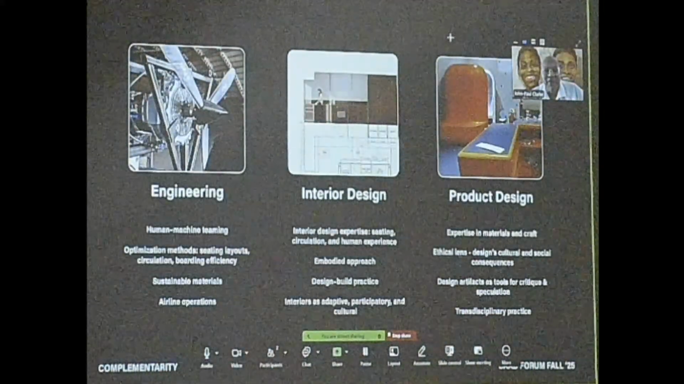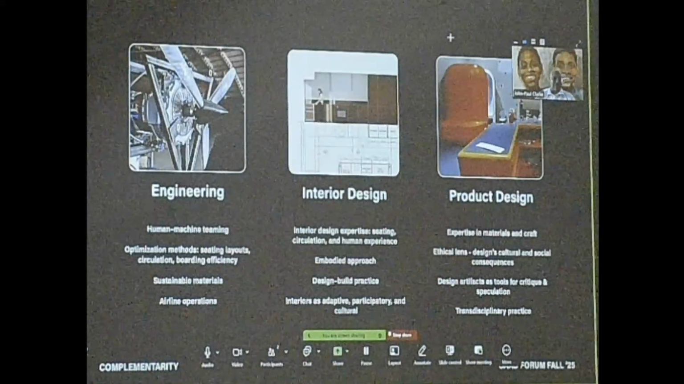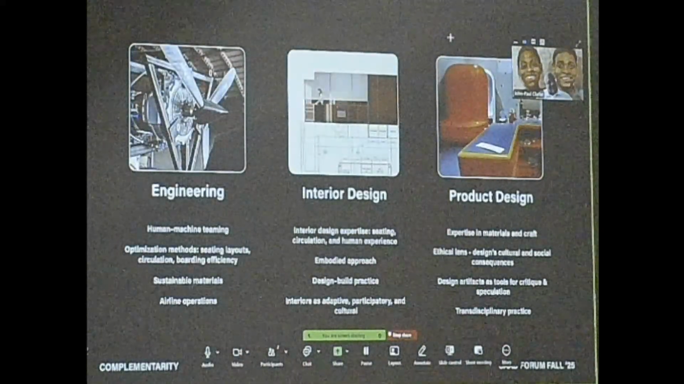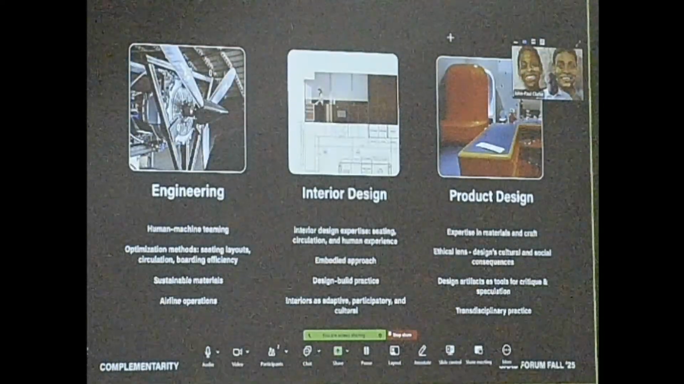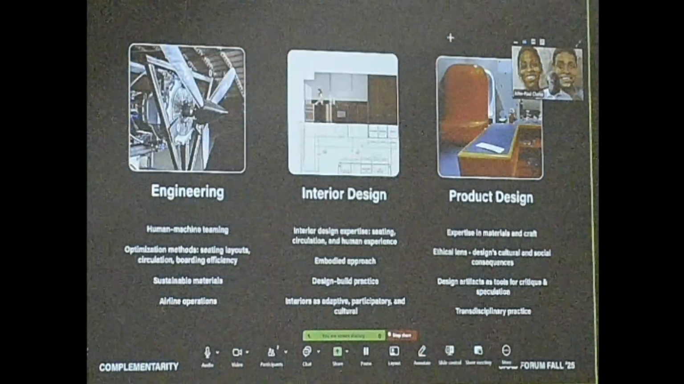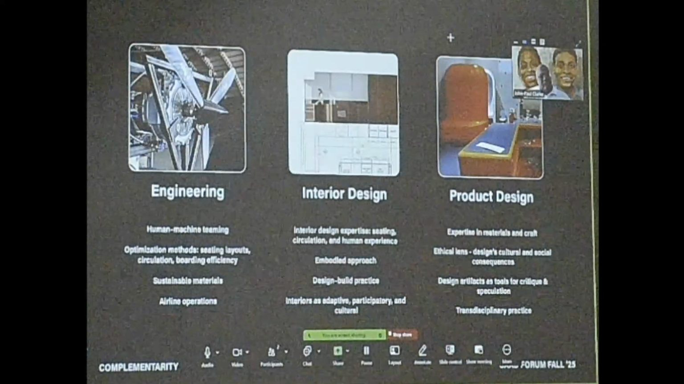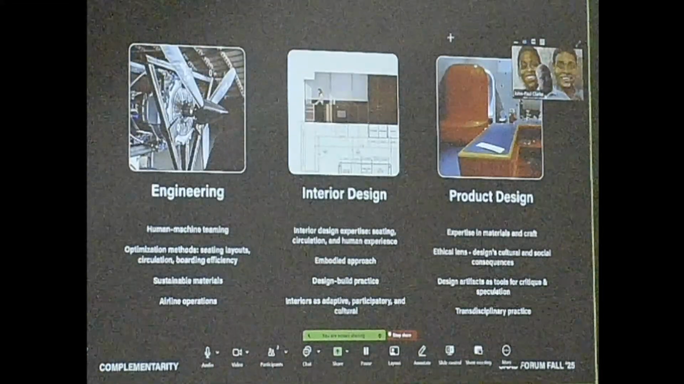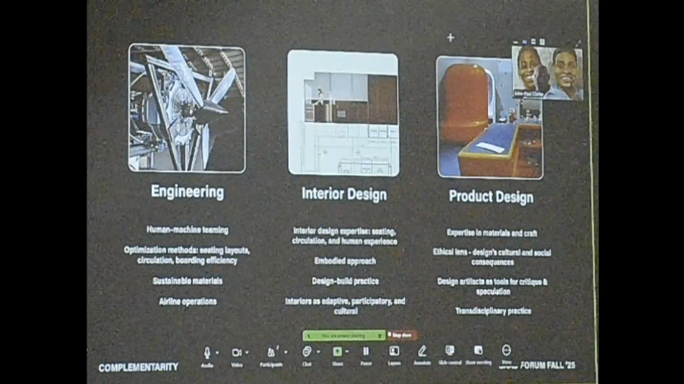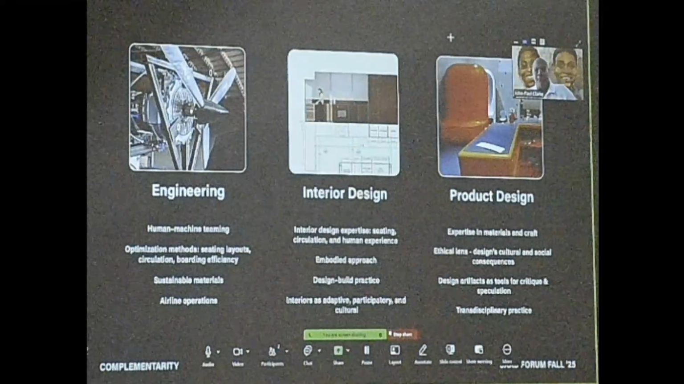Sure, yes. So obviously, I really leveraged my interior design expertise and really considered things like the seating design, circulation, and really how to make the experience of air travel more human. Really trying to prioritize the body, comfort, grounding the project in materials and construction, and really considering the interior as adaptive, participatory, and cultural.